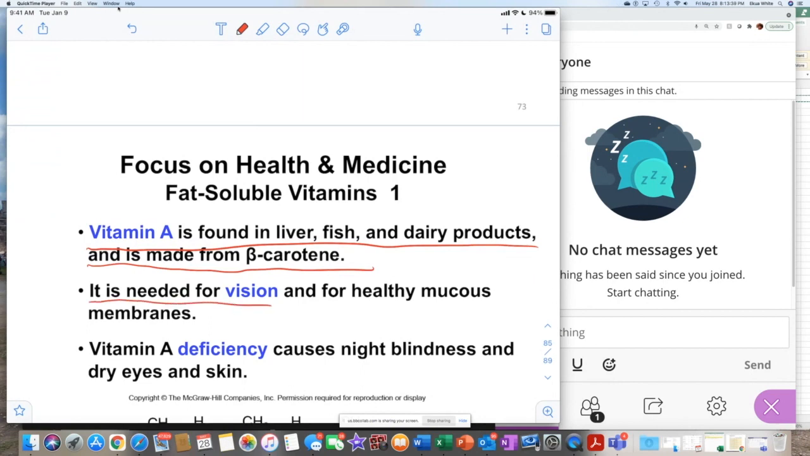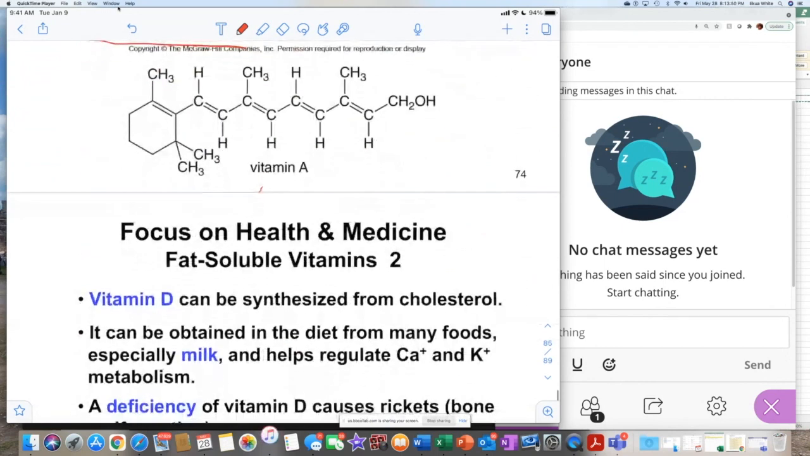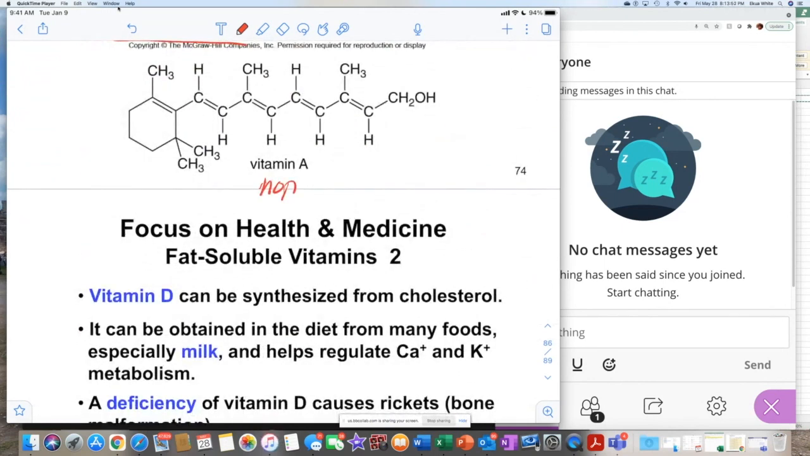It is needed for vision and for healthy mucous membranes, right? Vitamin A deficiency causes night blindness and dry eyes and skin. Okay, this is vitamin A. So you can see right here, it's definitely nonpolar. Very definitely nonpolar.